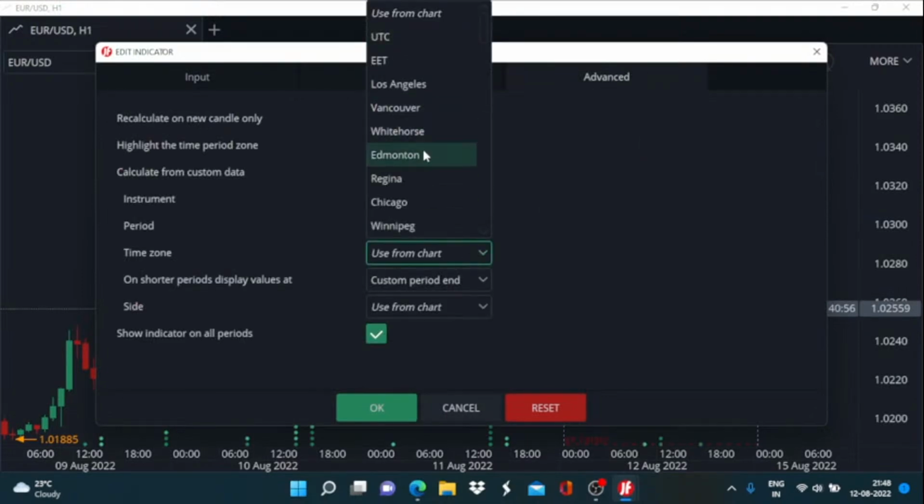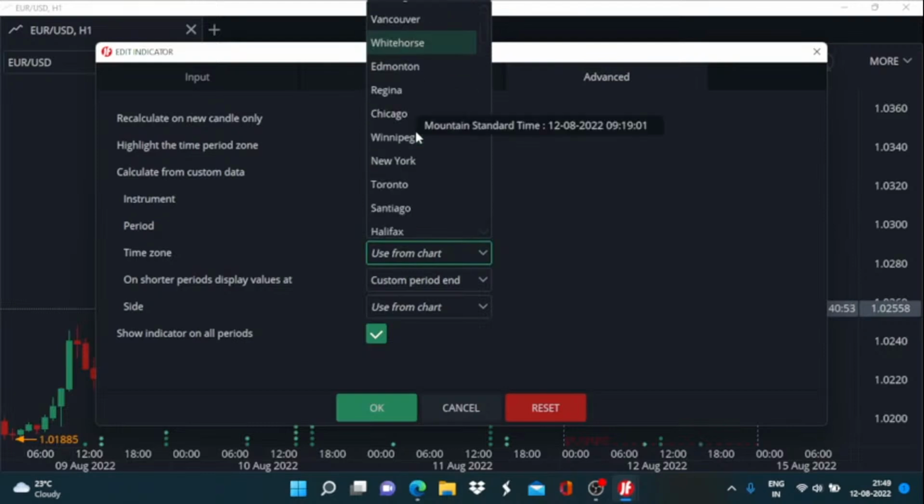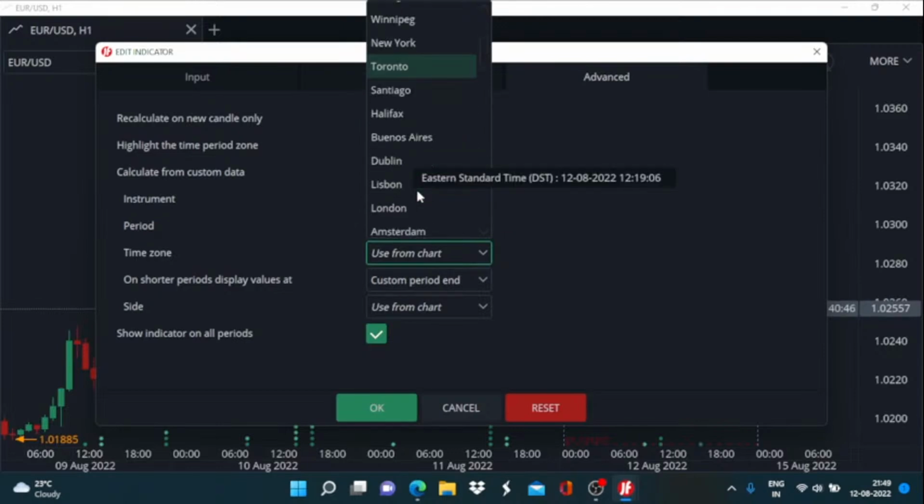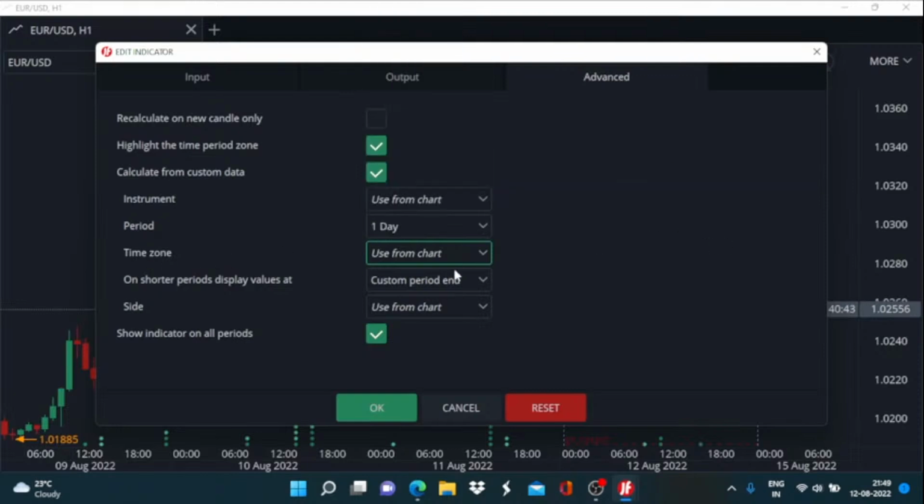Time zone can be used from the chart, or you can define it depending on which area of the world you live in. You can make it local time standard. All right, so I will not tinker with that. On shorter period, display values, you can display the values at custom period end, custom period start, custom period middle, or each candle. Whatever is the chosen option, accordingly the plotted values will be reflected on the chart. The spread side can be ask or bid, or you can simply use it from the chart, or you can keep it fixed to any of these two values.